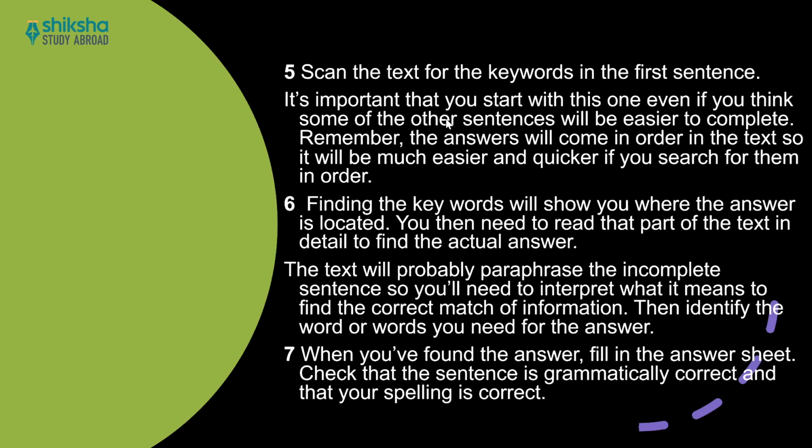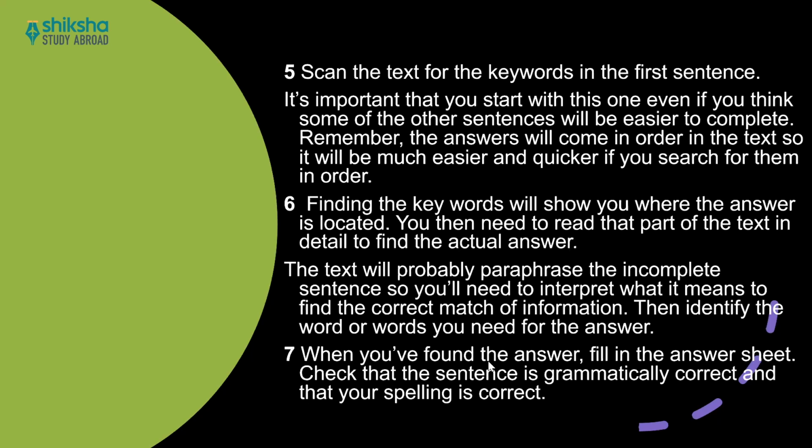As I have told you in previous webinars as well, in reading, most of the questions, except true, false, and match the heading questions, lie under this category, that the answers you'll find in the passage will be in chronological order. So the sixth strategy is, finding the keywords will show you where the answer is located. You then need to read that part of the text in detail to find the actual answer. The text will probably paraphrase the incomplete sentence, so you'll need to interpret what it means to find the correct match of information. Then identify the word or words you need for the answer.